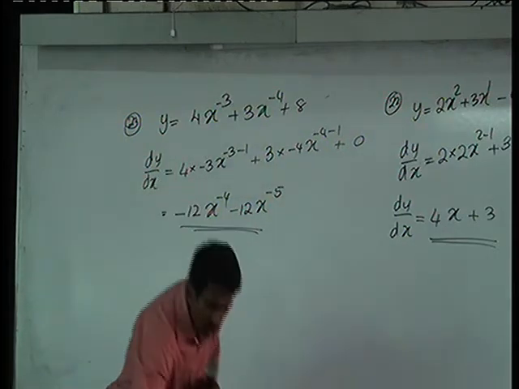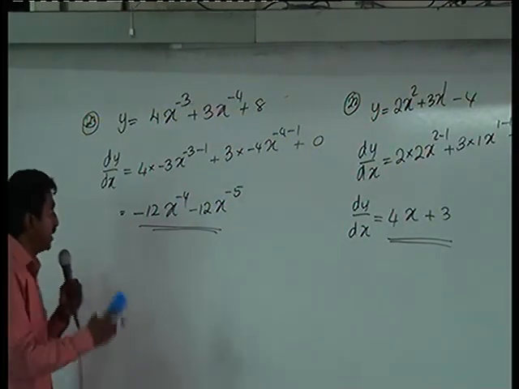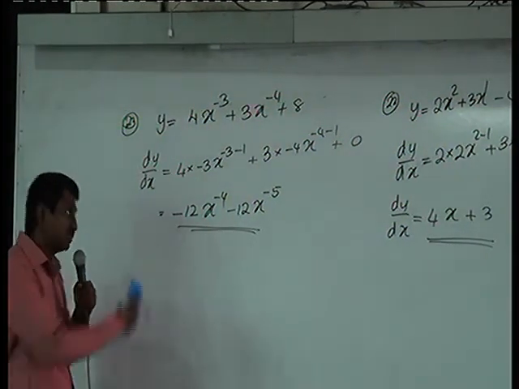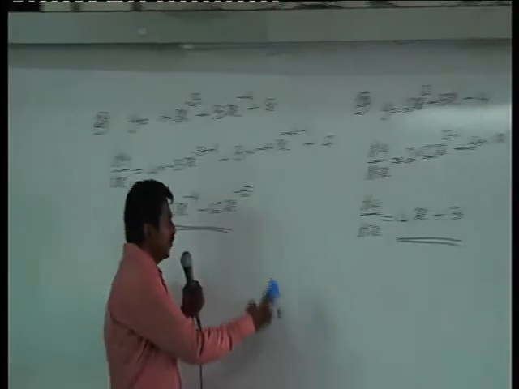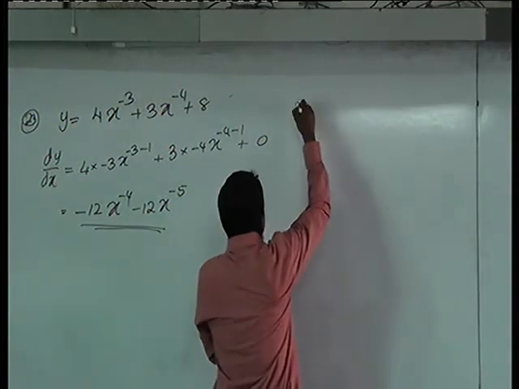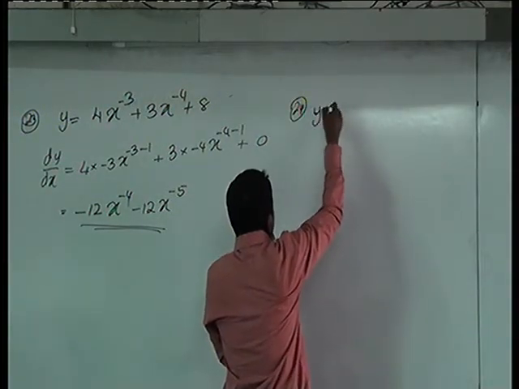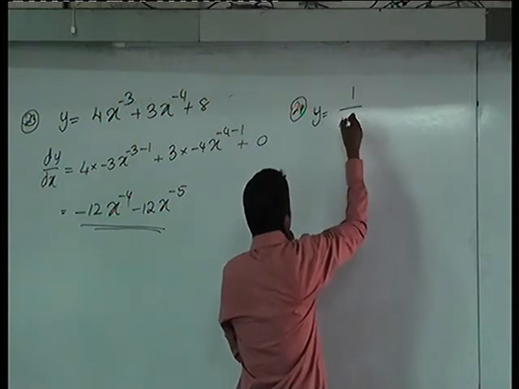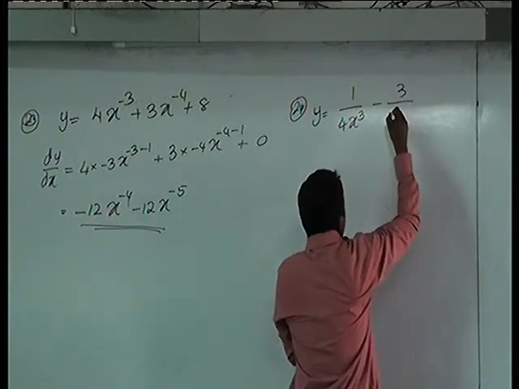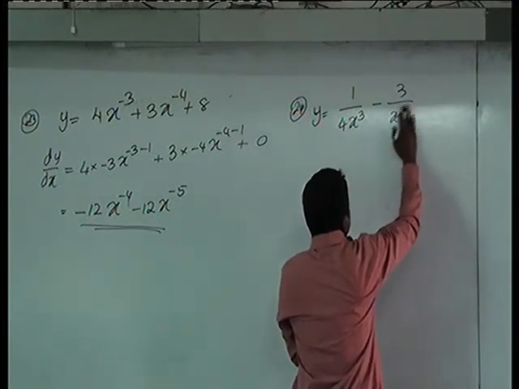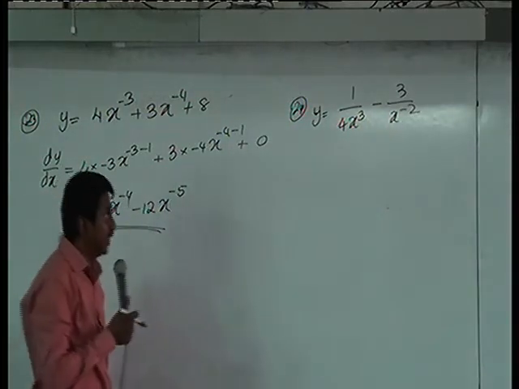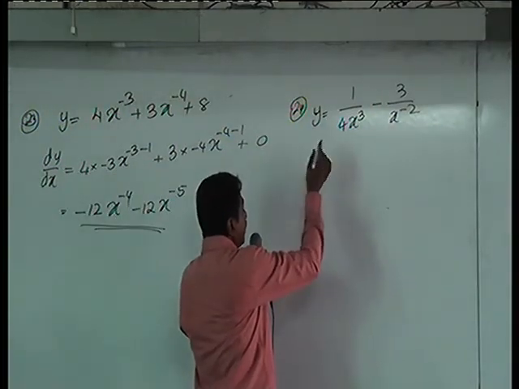Right. So we know how to differentiate now, not only the variable, but the functions with several terms. If I give you something like this, question 24, y is equal to 1 over 4 x to the power 3 minus 3 over x to the power 2 minus 2. Now the variables are in the denominator. So I will rearrange this.